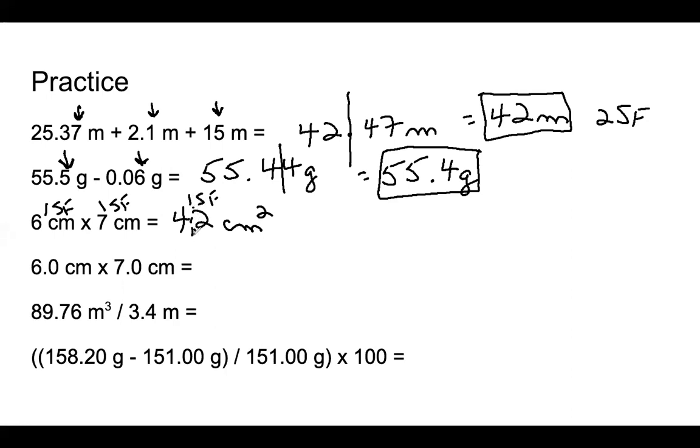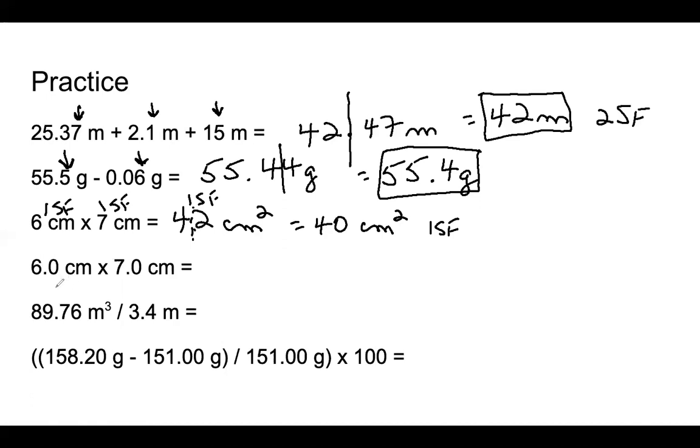However, we can't just say 4. We have to say 40 centimeters squared, which has 1 sig fig. We have to say 40 because 42 is in the ballpark of 40. The 0 is a placeholder. The 4, this is where our sig fig is. So 6 times 7 is 40 when we're doing measurements.